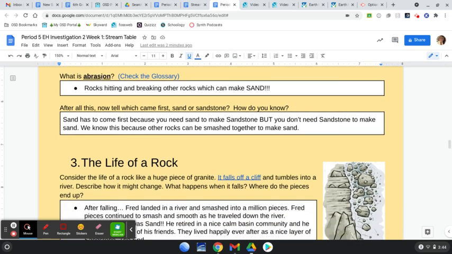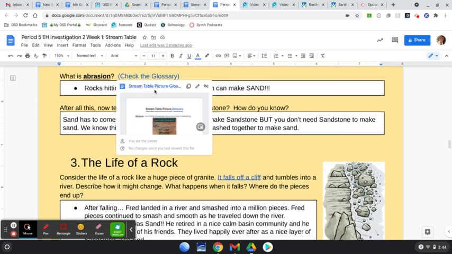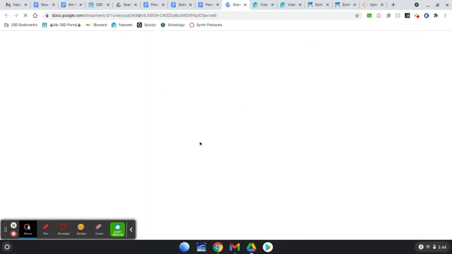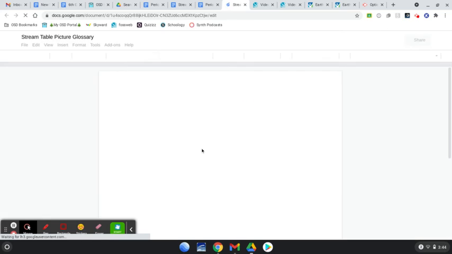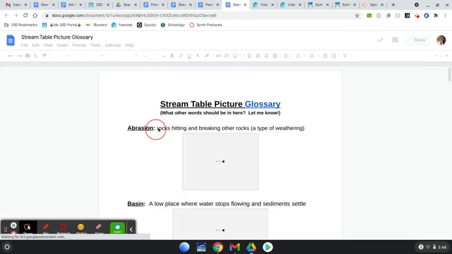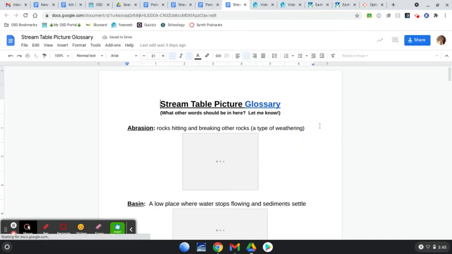And we did this definition for abrasion by looking at the glossary. We clicked on the glossary and we found the definition for abrasion and we copied it into our notebook. We just Control-C'd it right in. It's right here. It's this first one. So you can Control-C it right into your notebook. And it's when rocks hit and break other rocks. And so that's really what's going on in that video.